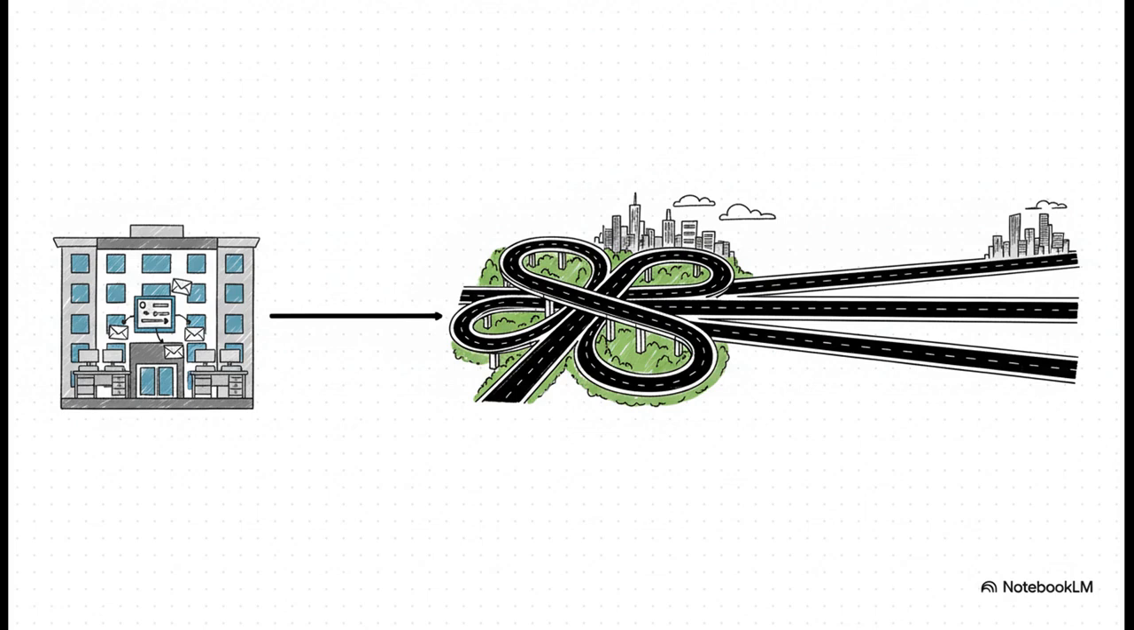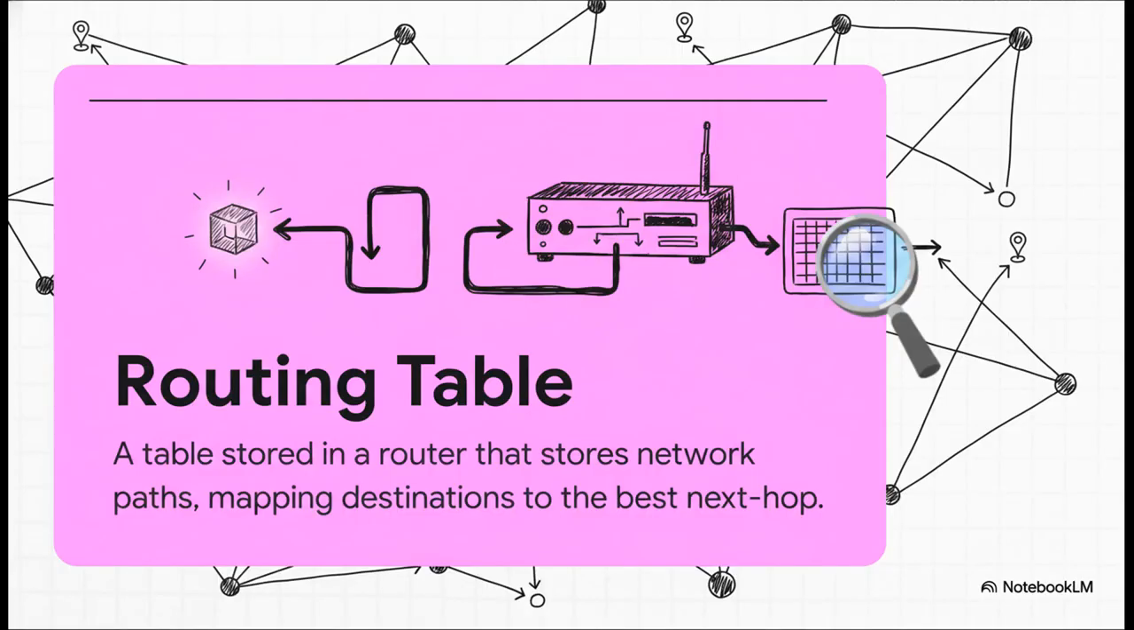The router doesn't care about the specific desk. That was the switch's job. The router reads the big picture address, the IP address, the city and state, and it makes a critical decision. Which major highway should this packet take next to get it closer to its destination? And how on earth does it make that decision so fast?